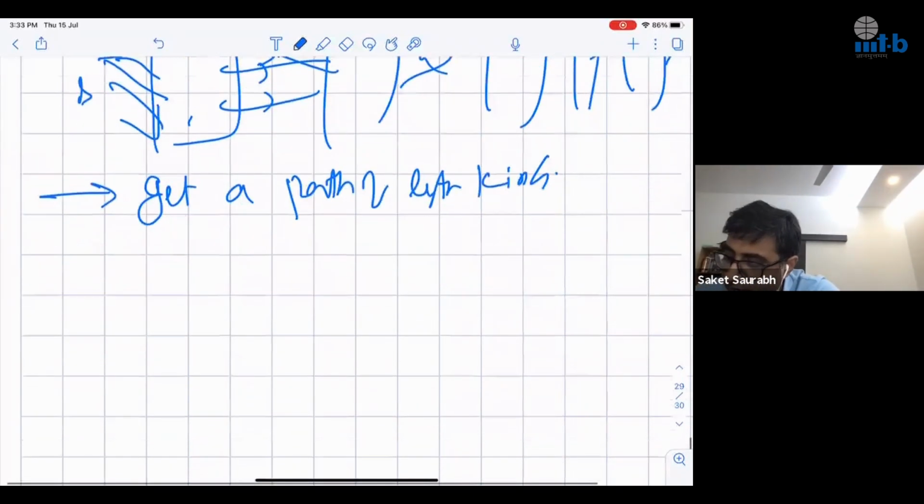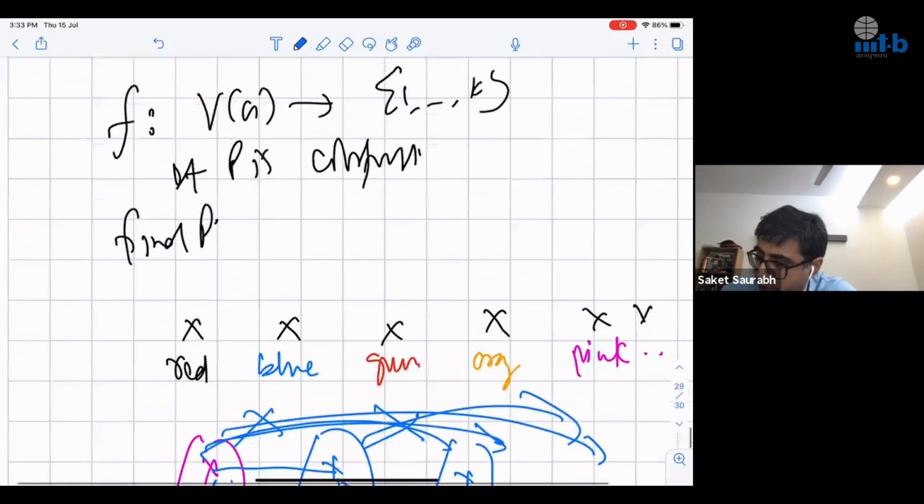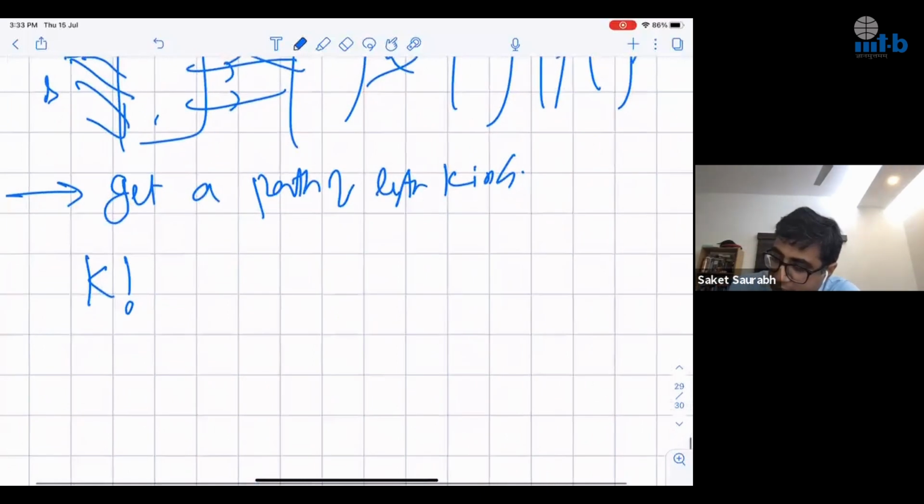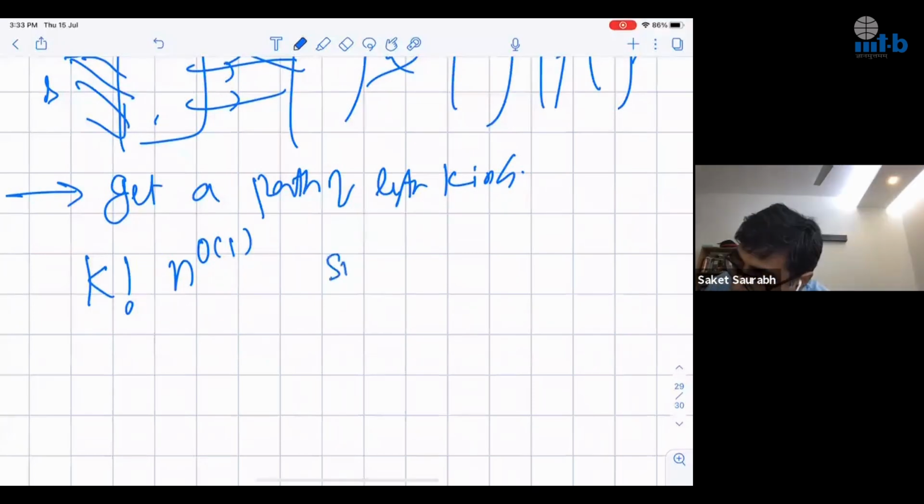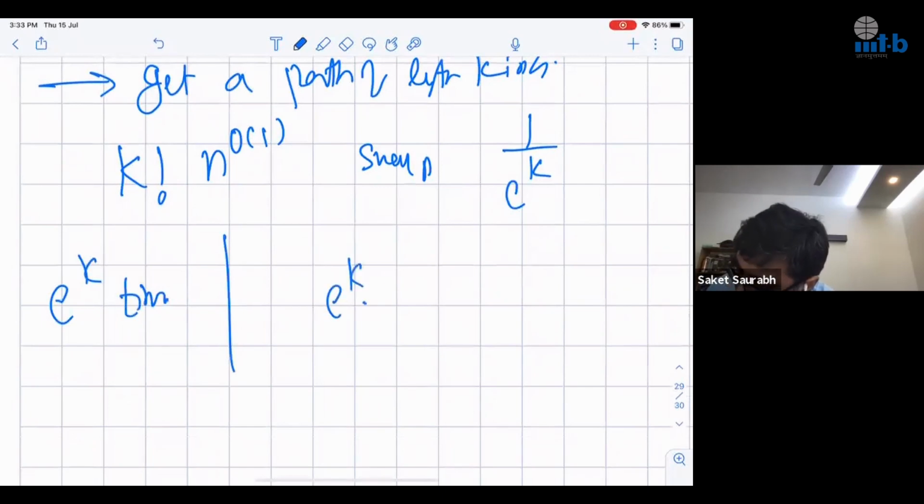Okay. So what is the running time of this algorithm? First step is free because you're coloring the vertices uniformly at random. Second, you are guessing this permutation of colors like red, blue, that is K factorial. And once you have guessed, this is polynomial time because you make up this graph and you do ST connectivity. Fine. But the success probability is 1 over e to the power K. So you need to repeat this algorithm e to the power K times and do the same analysis and get e to the power K times K factorial times n to the power big O of 1.